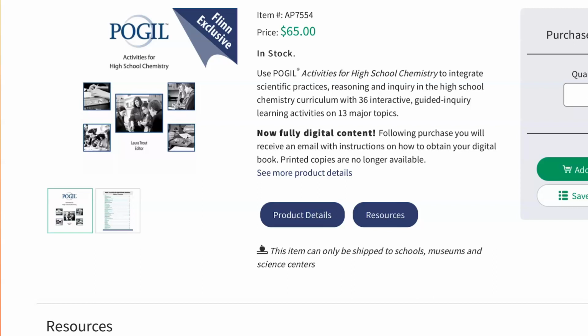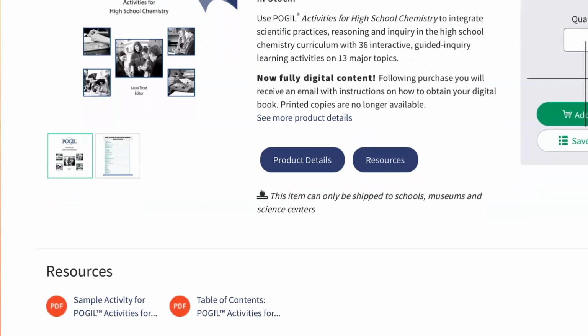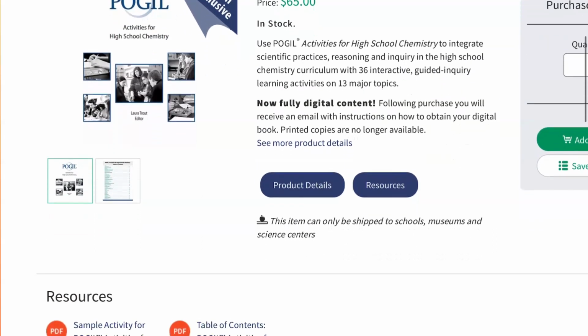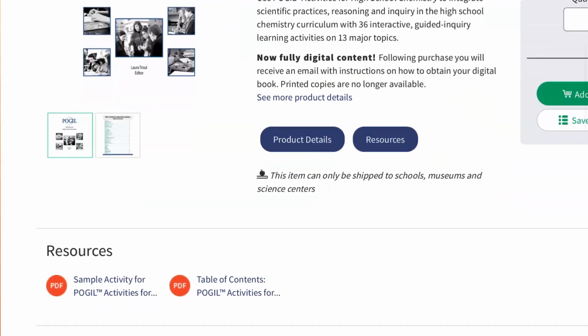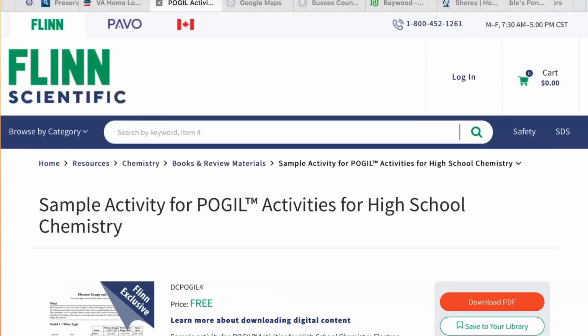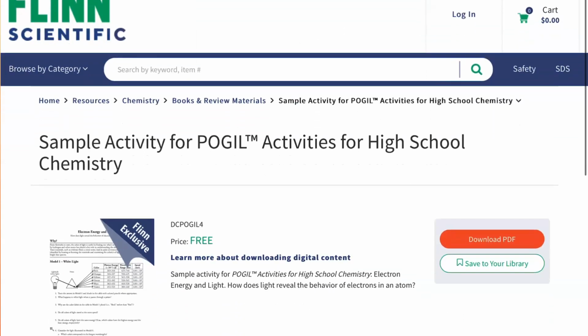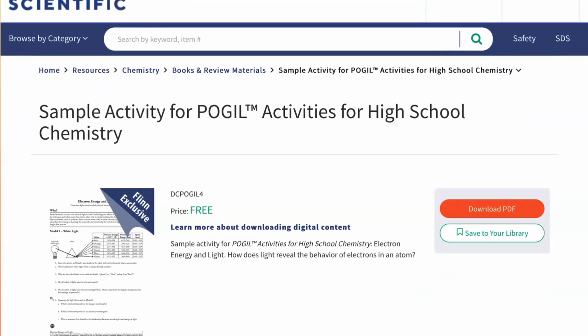They even have an AP chemistry one, and they have it for biology. I'm not sure about physics. Here on the FlinnSci.com website, I have no affiliation with Flinn Science other than the school that I'm in. We've used them over the years. But they have a sample activity that you can try. You can download it and work through it with your students.